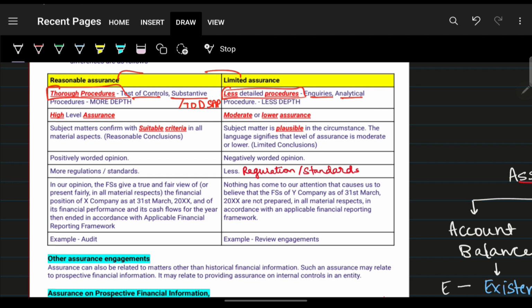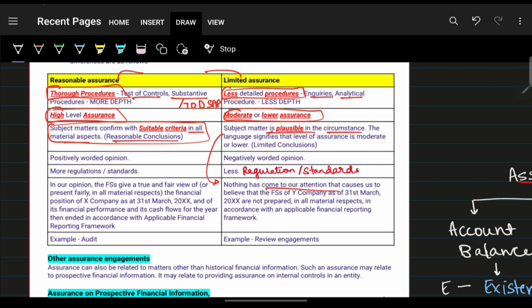Okay. So here, thorough procedure, less detailed procedure, high level of assurance, moderate or lower assurance. Here the subject matter conforms with the suitable criteria in all material respects, meaning reasonable conclusions are okay. Here the subject matter is plausible in the circumstance, meaning here only they've given an example, right? But here it is plausible, meaning there is a moderate level of assurance being given here.